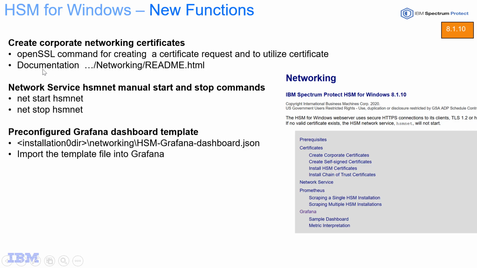Also in HSM for Windows, we've added the ability to create corporate networking certificates, and these are going to be OpenSSL commands that are available. And we do have documentation on how to do that in the networking readme.html. Also, network services HSM net can now be manually started and stopped. And we do have a pre-configured Grafana dashboard template available. So that's out underneath your installation directory, underneath networking, and then it's called HSM-Grafana-dashboard-JSON. And you can simply import that template file into Grafana.